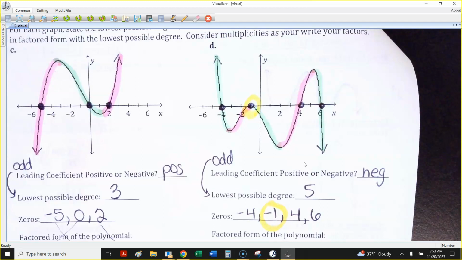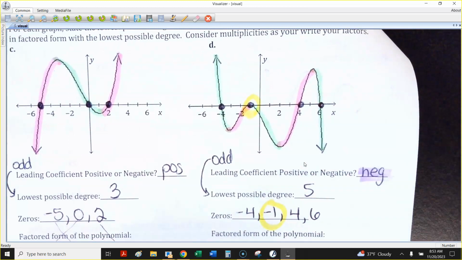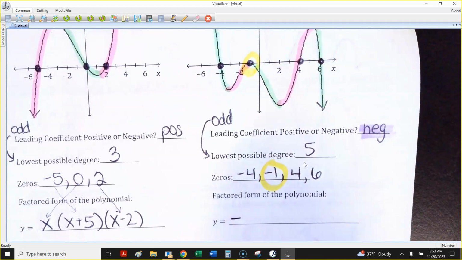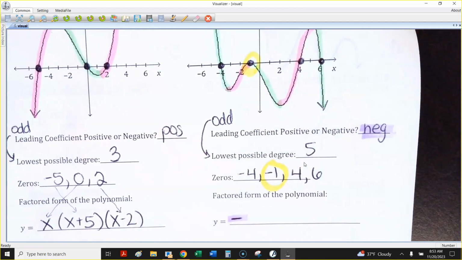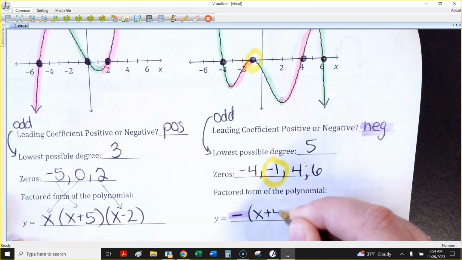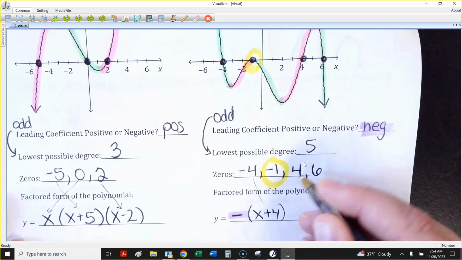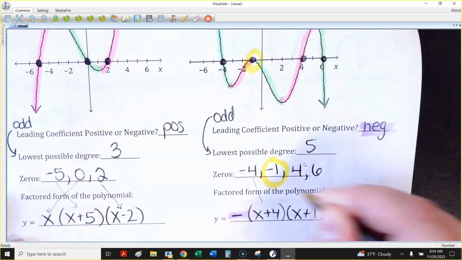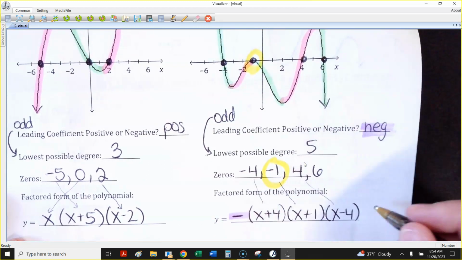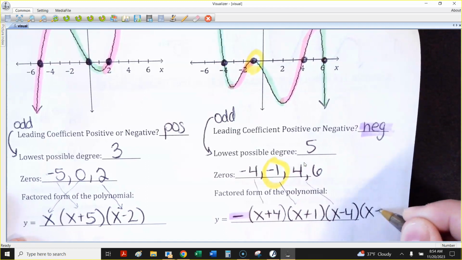Now, remember you guys told me this is negative. And I have people forget this all the time, but if it's negative, if you're going to write the factored form, just start out and put like a little -1 or just a little negative sign in front of your factors. That'll take care of this being negative. And then I'm just going to write my zeros. So I have -4, so that would be x plus 4 as a linear factor. -1 would be x plus 1. +4 would be x minus 4 as its linear factor. And 6 would be x minus 6.